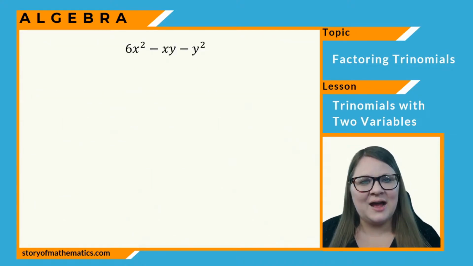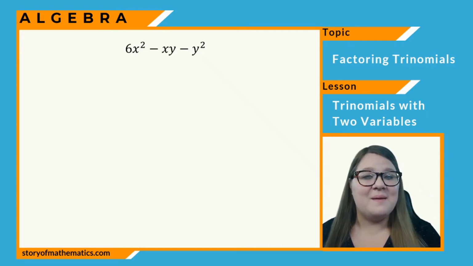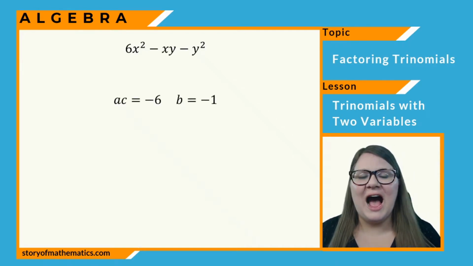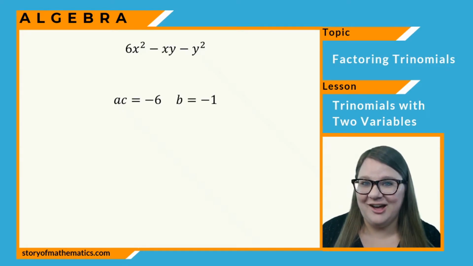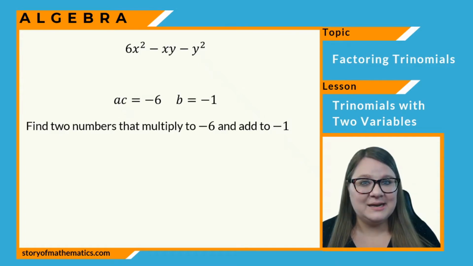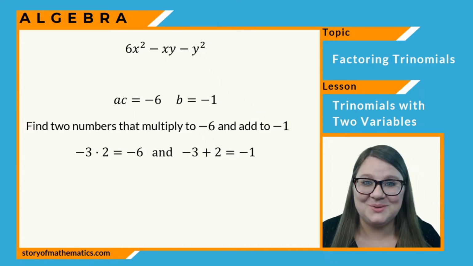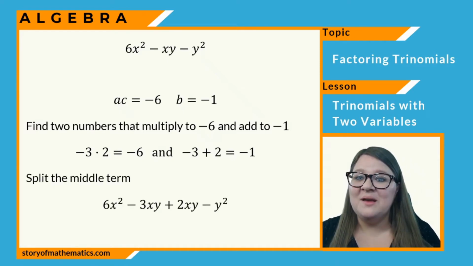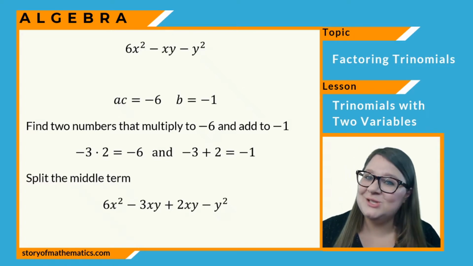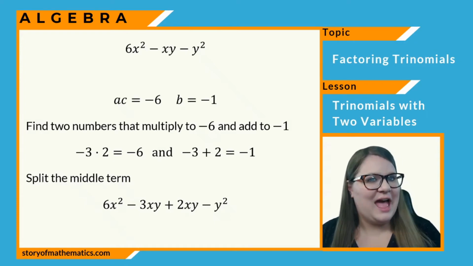So let's take a look at how this works in the context of a problem with two variables. Let's say I have 6x squared minus xy minus y squared. Well, I'm going to figure out that a times c is negative 6 and b is negative 1. What two numbers multiply to negative 6 and add to negative 1? Well, that's going to be negative 3 and 2. So now I'm going to split that middle term. Minus xy is now really going to be minus 3xy plus 2xy. So see, exactly the same. It's just xy in the middle instead of x.